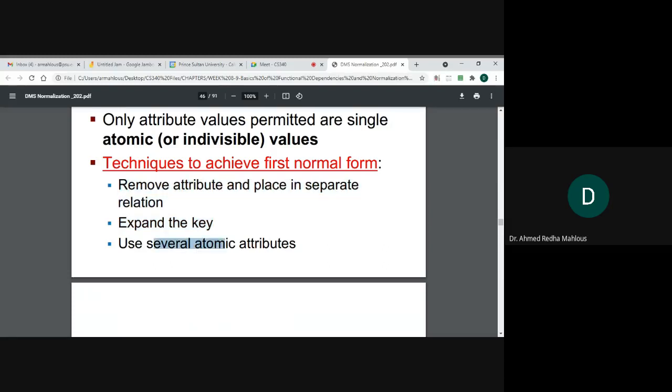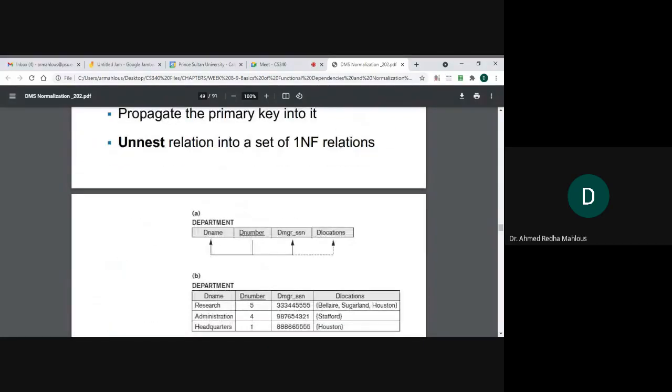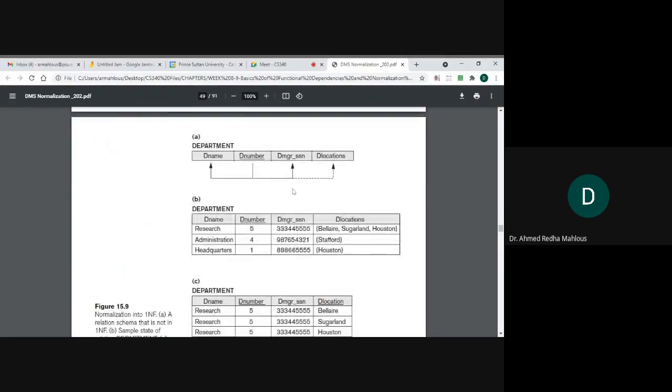and we use several atomic attributes. Let's have a look at an example. If you see, for instance, this FD, I do have relation D name, D number, department manager, and department location. And if I go to the department, the values, you see that the department location is a composite. I do have a Bel Air location, Sagarland location, and Houston location.